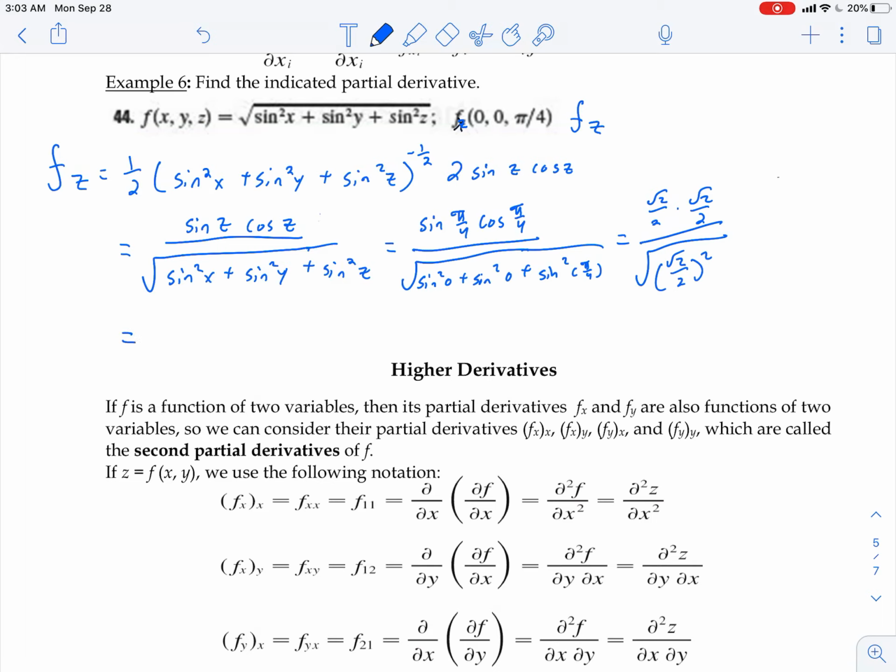I'll just move my work down here. Square root 2 times square root 2 is just going to give us 2 over 4, and that will reduce to 1/2. In the denominator, I'm going to square the top, which is just going to be 2 over the bottom. So that's going to give me 1/2 divided by the square root of 2 over 2, which is just going to be 1 over square root of 2, and we're finished there. Or you could rationalize.